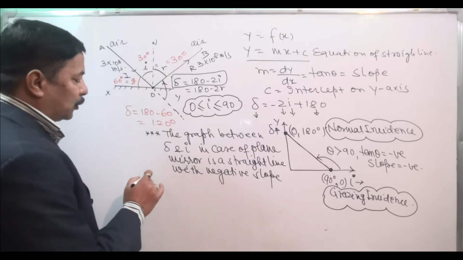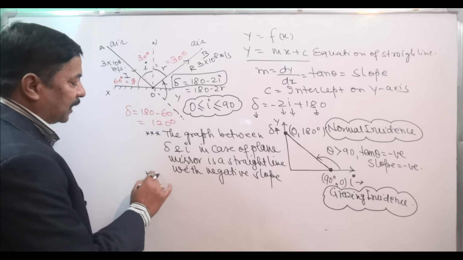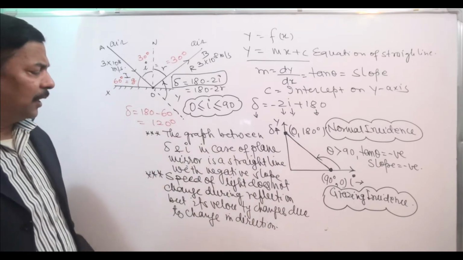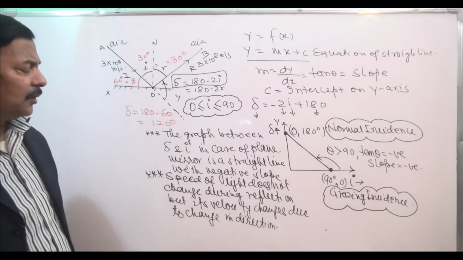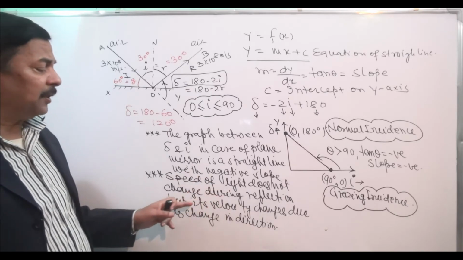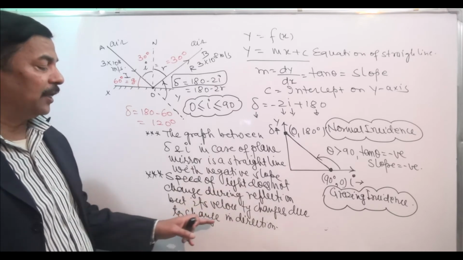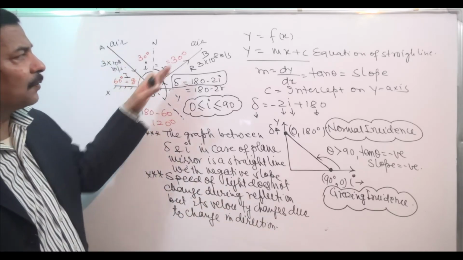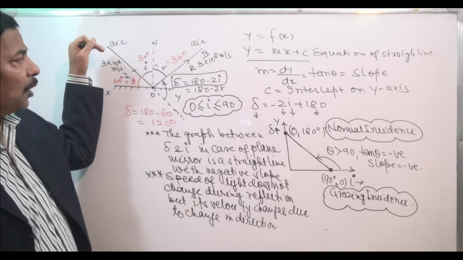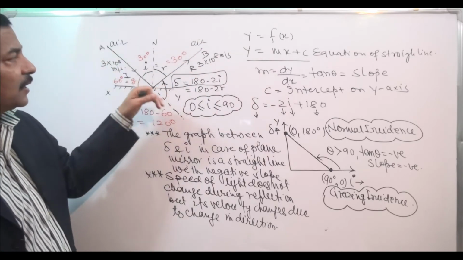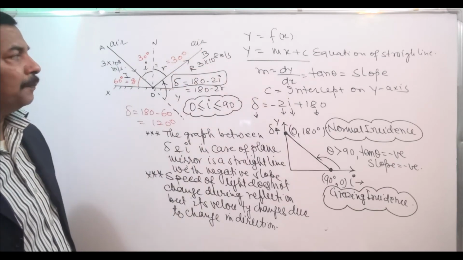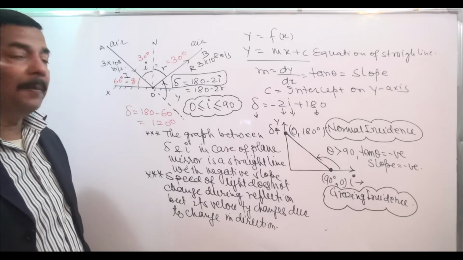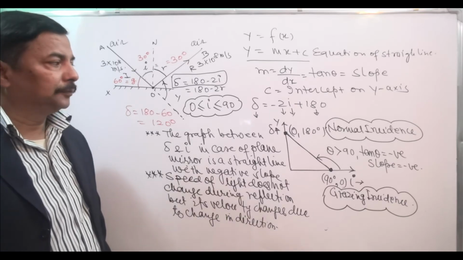This is also an important point to write: the speed of light does not change during reflection, but its velocity changes due to change in direction. You see, here the direction of velocity is this, and here the direction of velocity is this. This thing you should see and understand very carefully about the reflection of light.